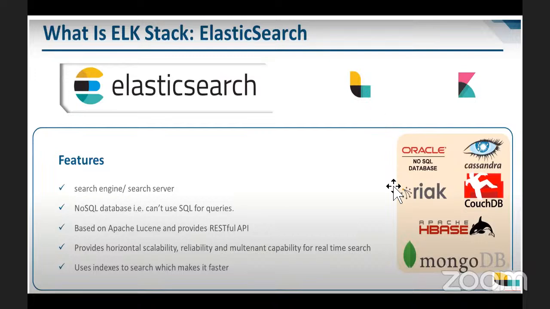Now here, what I'm trying to say is the Elasticsearch engine uses the Lucene library, which has a NoSQL database, and it provides horizontal as well as vertical scalability. Multi-tenant capability is also typically there. And it always uses indexes to search the data.